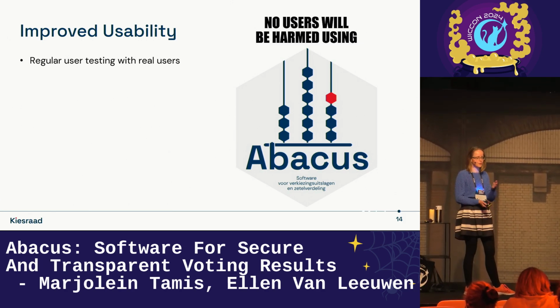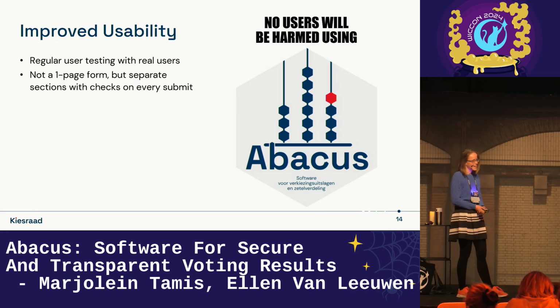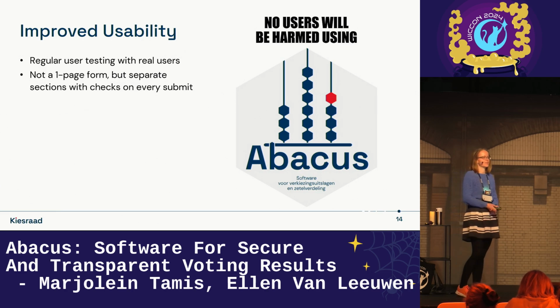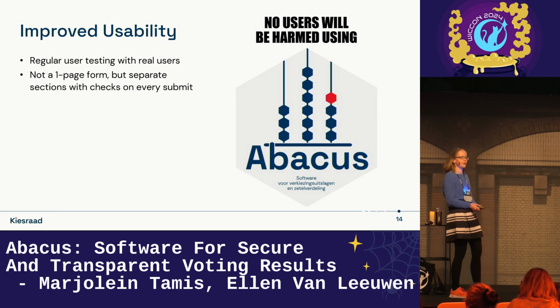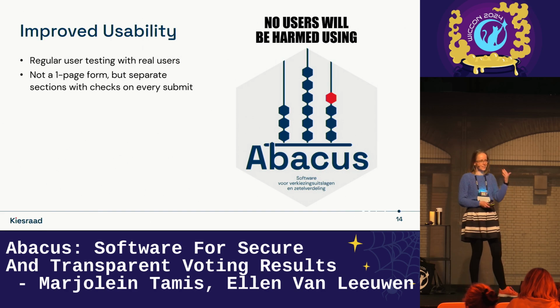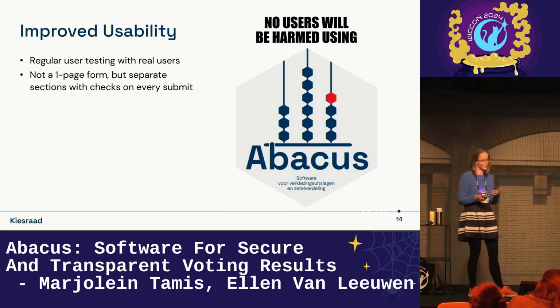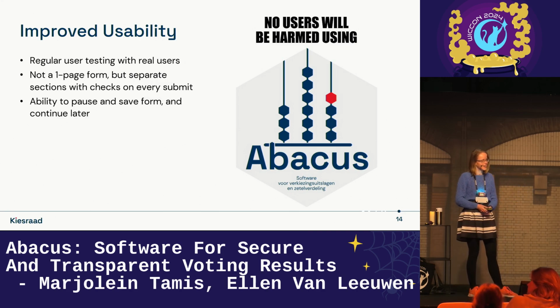So we really want to prevent users from being harmed using Abacus. That's where the meme comes in. One of the big things is that we don't want a very long one-page form, but we want separate sections, and every section needs to be checked once you submit it. So you don't have to solve a whole lot of errors at the end, but you can just solve stuff as you go, check it as you go.